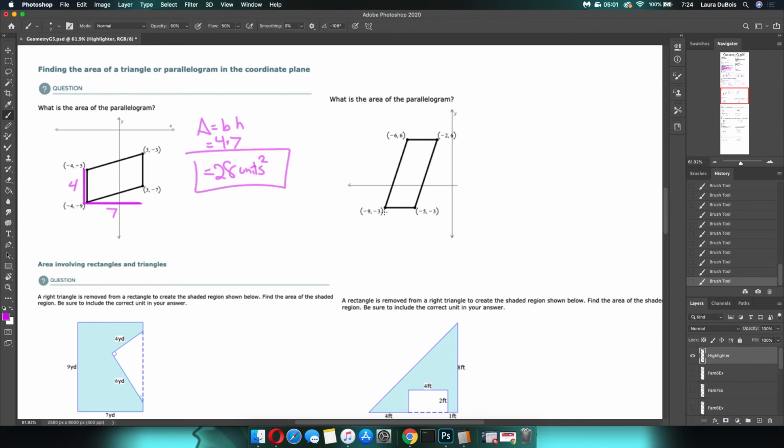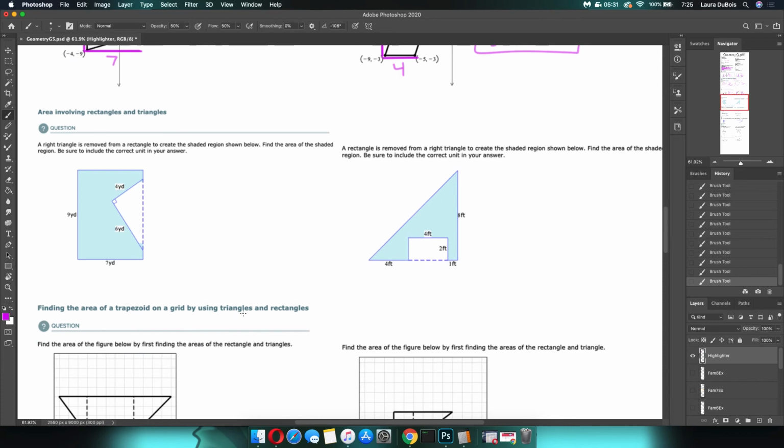Next up, what is our base going to be here to here? Let's see here. I jump from -9 to -5. That's a jump of 4. Next, what's my jump from here to here? I jump from -3 to +6. That's a jump of 9. So base times height, 9 times 4, 36 units squared. So we're doing pretty good so far.